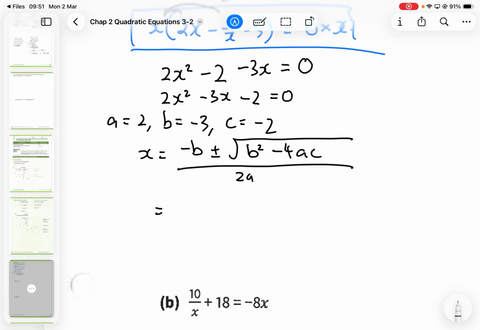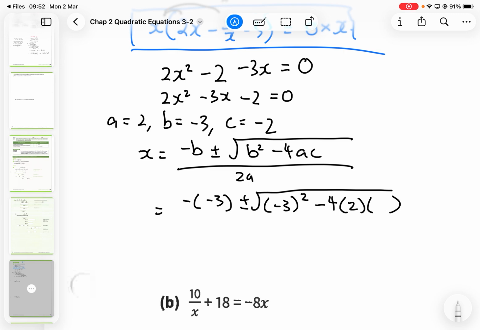After that, substitution. Negative, no change. Replace B with a bracket. Put my minus 3 inside. Replace B with a bracket, then go and square the bracket. Replace A with a bracket. Replace C with a bracket. Replace A with a bracket. Then press the calculator.